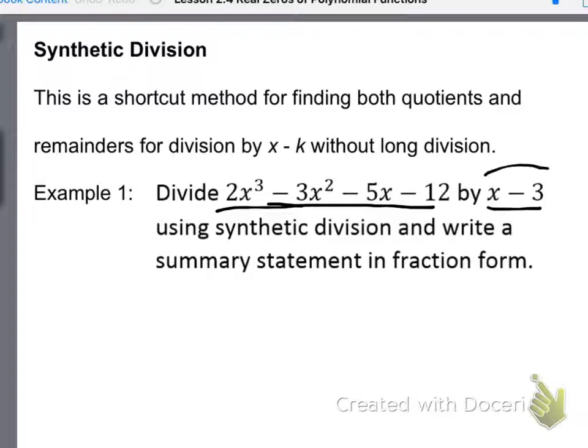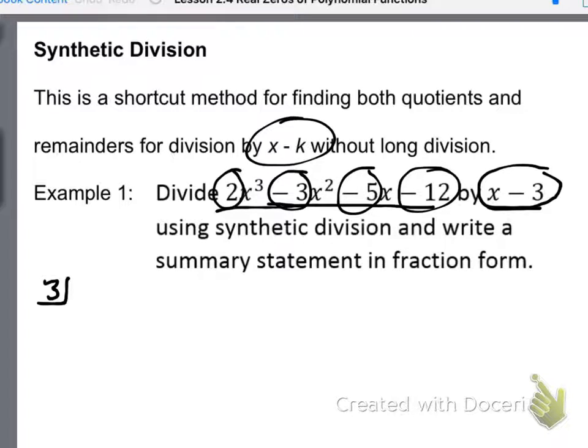So here's what we're going to do. Because x minus 3 is what we're dividing by, we are going to put a 3 in the box, what I call the box. I know it says x minus 3, but it's x minus k is the factor. So if k is 3, then it's x minus 3. Now if it was x plus 3, we'd be putting a negative 3 in the box. So now what goes outside the box? Well, all the coefficients. So 2, negative 3, negative 5, and negative 12.